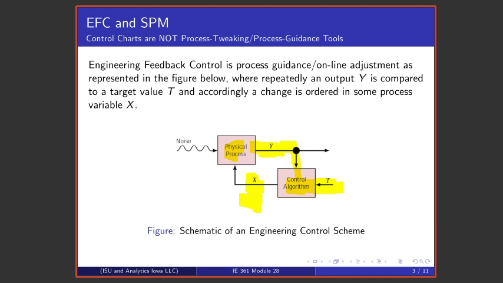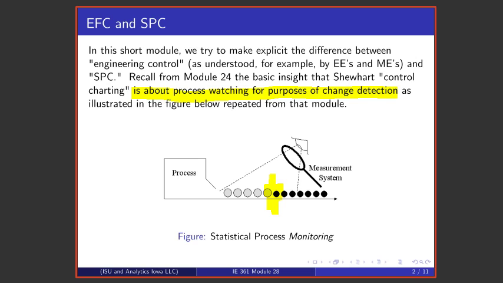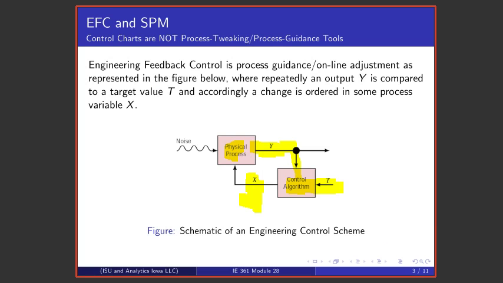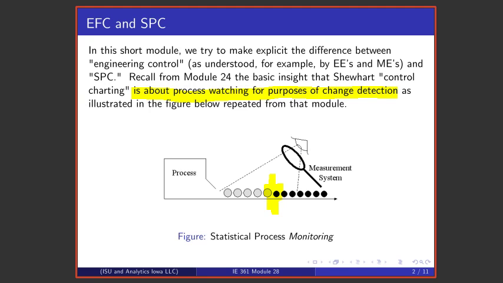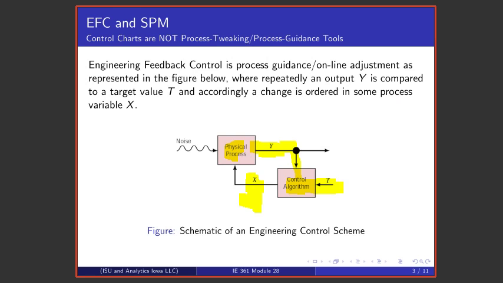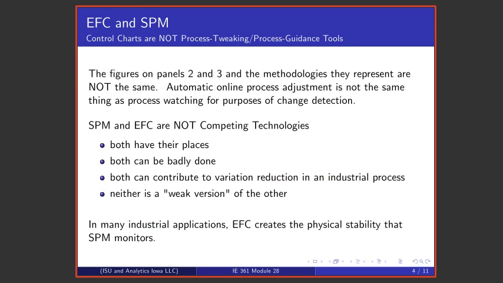It's not the same as statistical process monitoring, and it shouldn't be confused with statistical process monitoring. Statistical process monitoring in particular is not a form of engineering feedback control. These are not competing technologies. They both have their places. They both can be well done or badly done. They both can contribute to variation reduction. Neither is a weak version of the other, and it is pointless to try to argue about which is more important. They're simply different technologies.